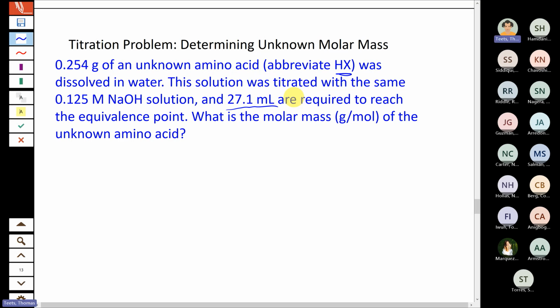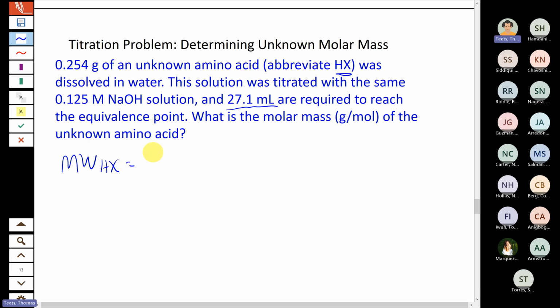So this time we're looking for something different. We're not looking for a molarity of a solution. We're looking for the molar mass of one of the substances. So it's always good to, as a starting point, think about what is the definition, what is the equation that I use to calculate that quantity, and then find the information that we need. So we're looking for the molar mass or molecular weight of this HX unknown acid.